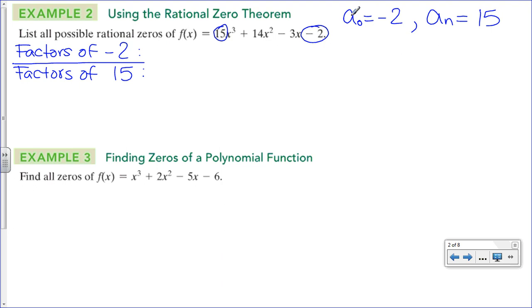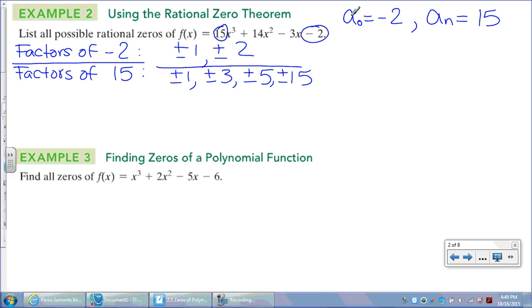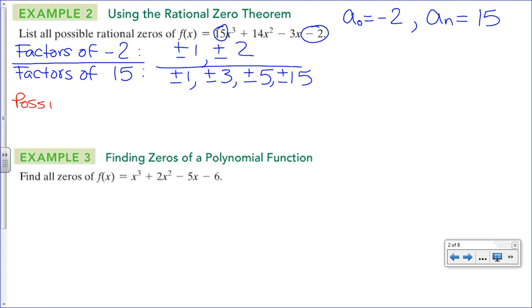Now the factors of -2 are just going to be positive and negative 1, positive and negative 2. But the factors of 15 are going to be positive negative 1, positive negative 3, and positive negative 5. Oh, and I'm missing 2, positive negative 15. So now when we list all of our possibilities, this will be the possible rational zeros.